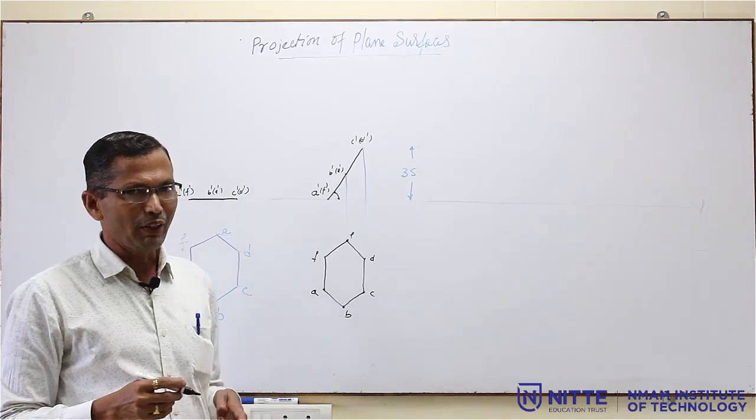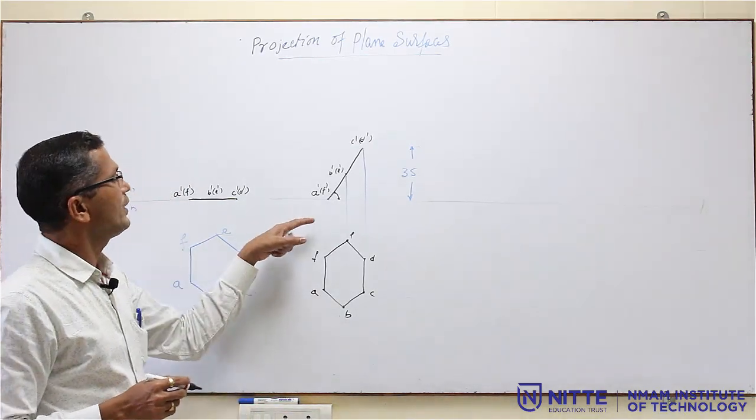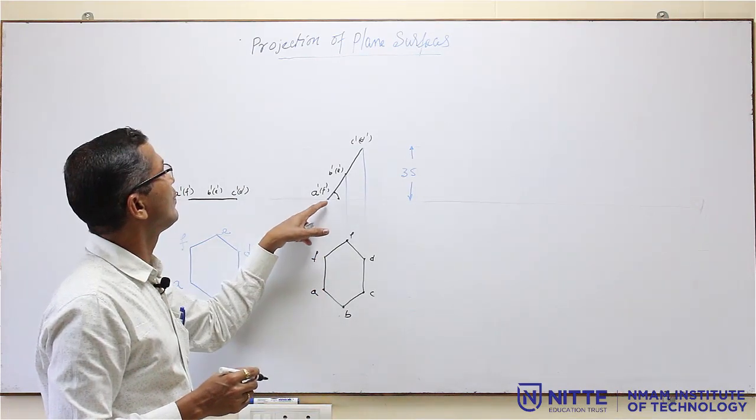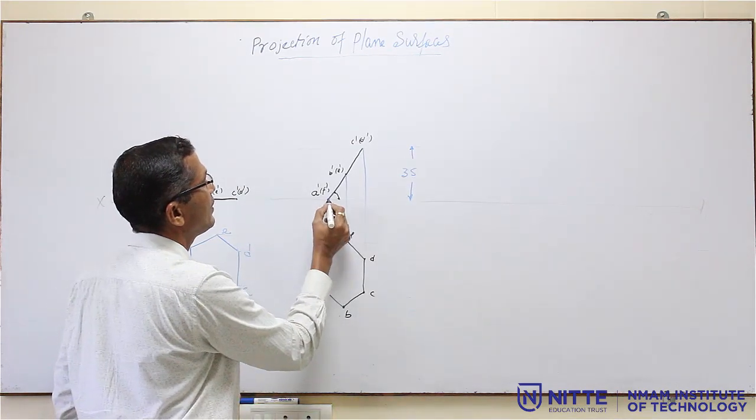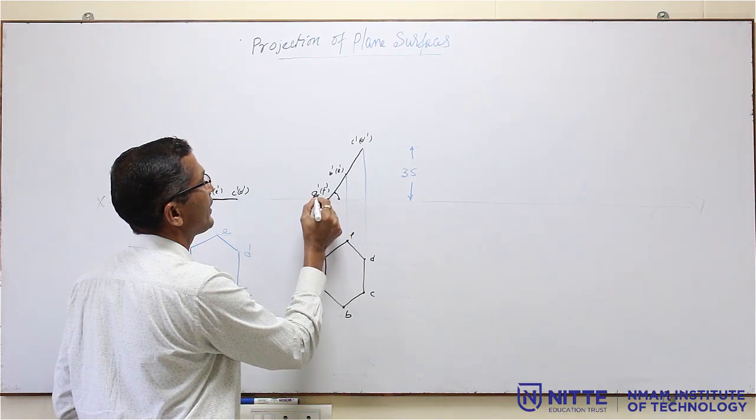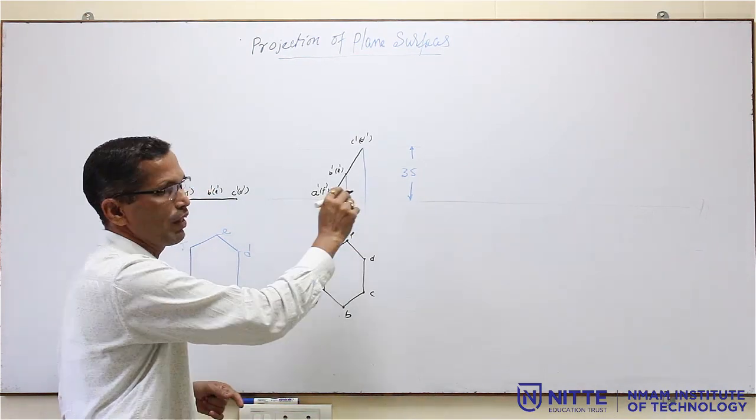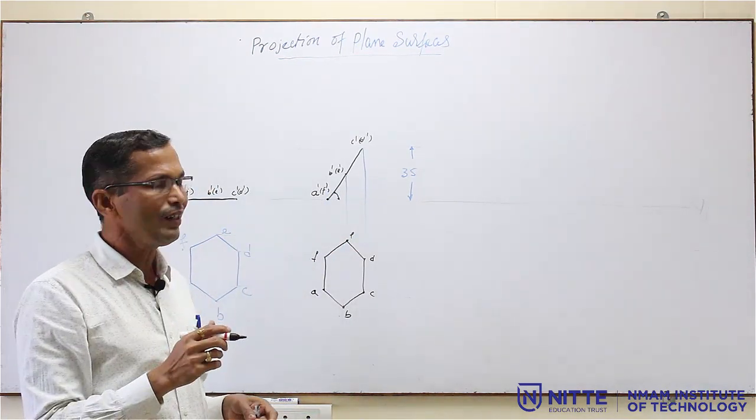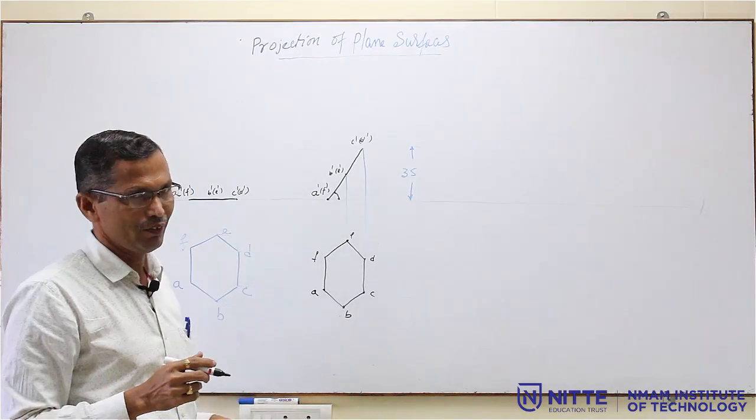Which side is on HP now? Side AF. How can you say it is on the XY line? You can see here AF. AF is on the XY line. That means the lamina is resting on edge AF.